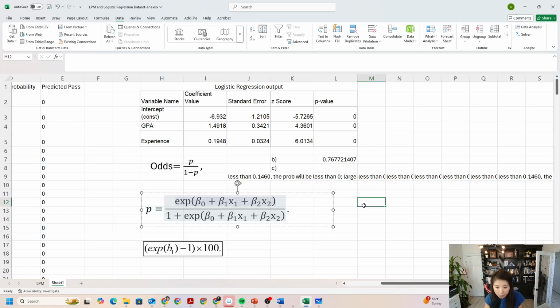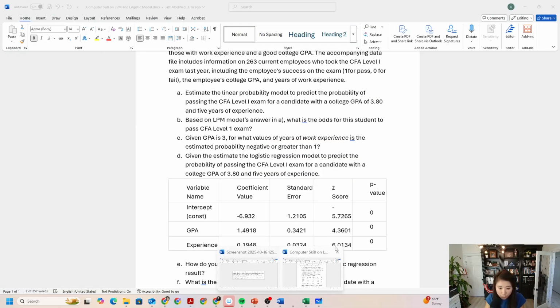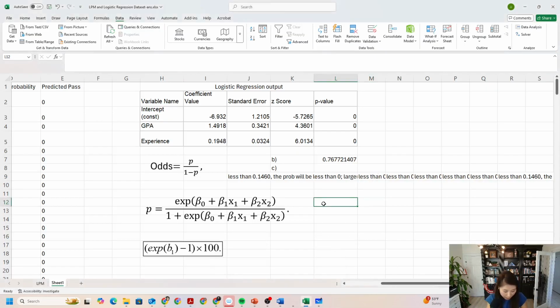In order to understand the probability of this candidate who has 5 years of experience and a GPA equal to 3.8, what we need to do is plug into this equation. Once you plug in the right-hand side of this equation, you will be able to get the probability of passing. So in this video, I'm mainly focusing on addressing question number D by showing you how to plug in this equation.